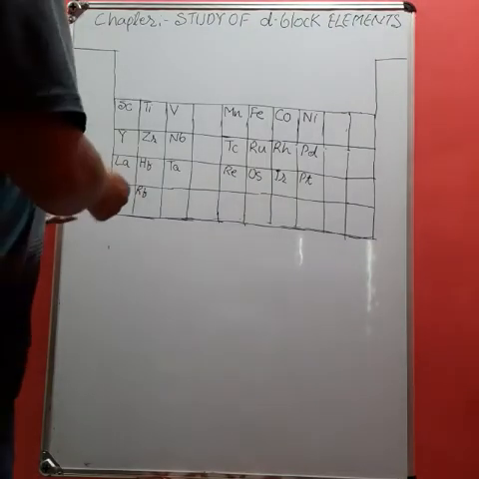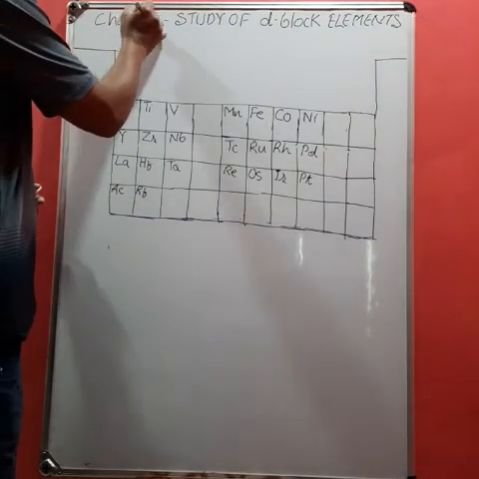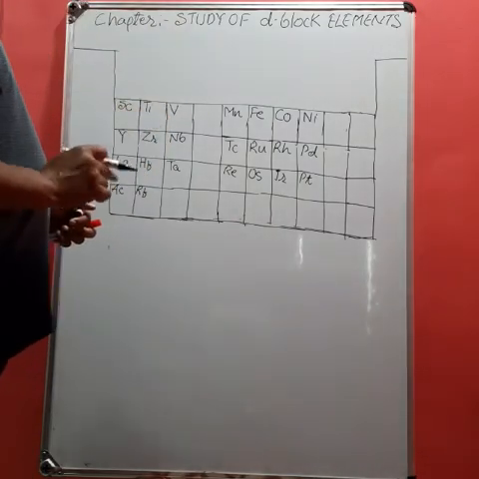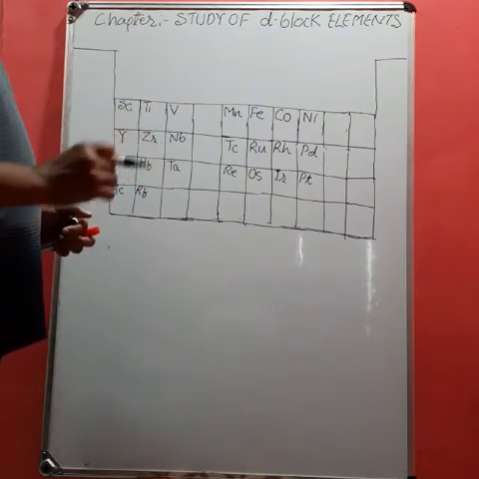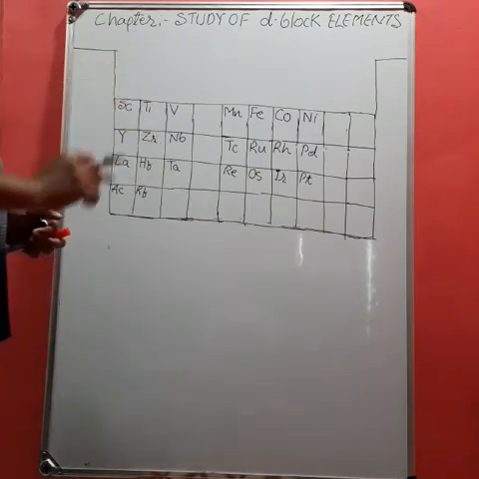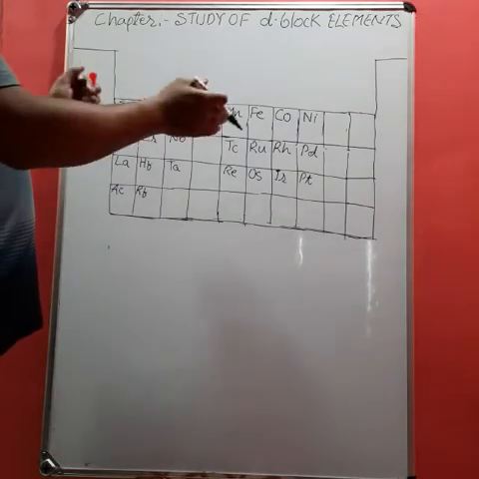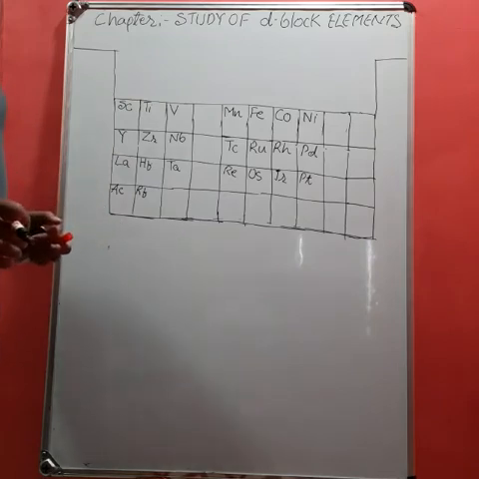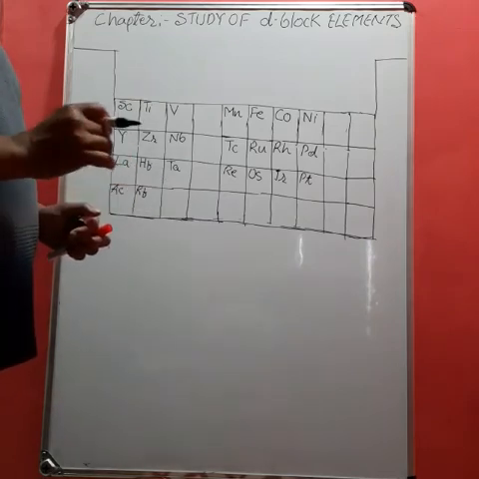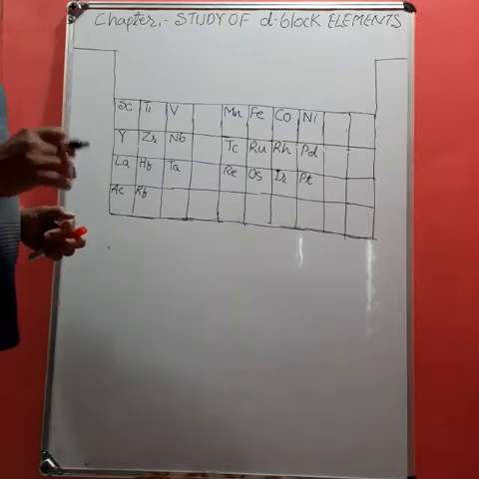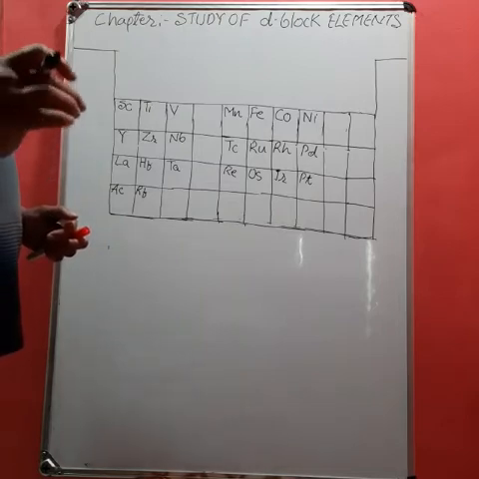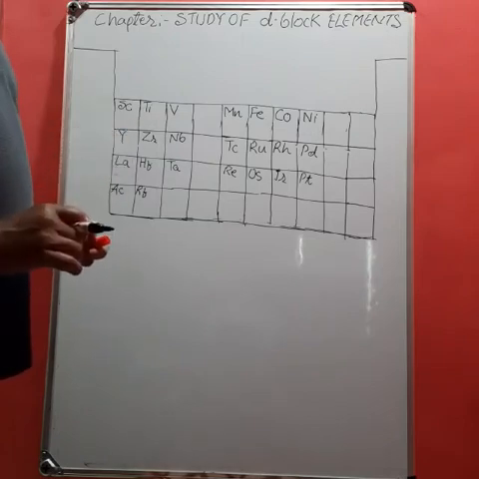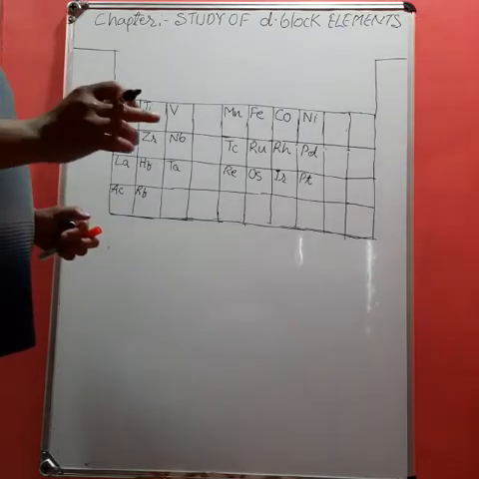Yes, students, today we are starting a new chapter. This is the study of d-block elements. Students, I told you before, to study any of the block elements, it is necessary that we should give a bird's-eye view in the periodic table. It is because the relative position of each and every element, with their atomic number and the general outer electronic configuration, plays a very important role during the study of the whole chapter.